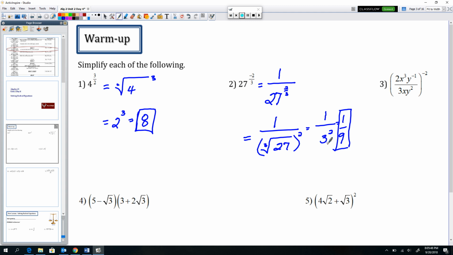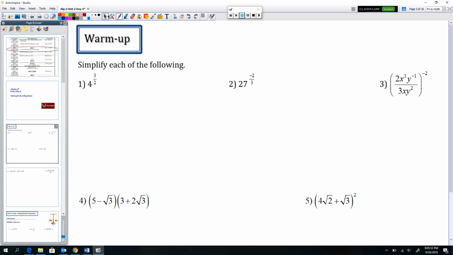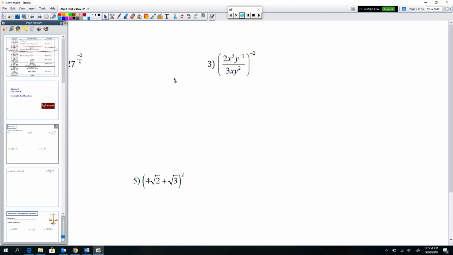Number 3, I'm going to go ahead and wipe this and make myself a little bit of room here. Number 3, I've got a bunch of different exponent rules in play here. I'm going to choose to distribute this. There's a couple of different ways you can do this, but I find it easiest to start by distributing this power to everybody. So you're going to give that power of -2 to everyone on the inside.